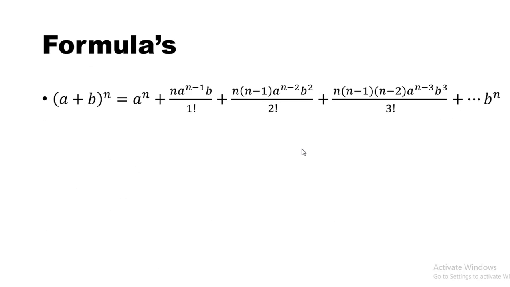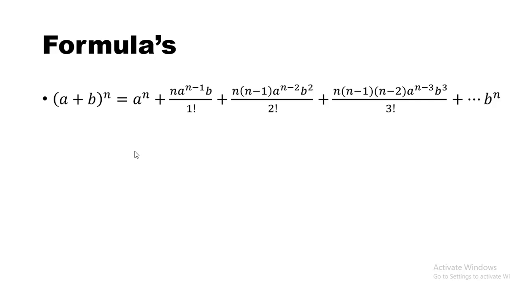Okay, formulas. So this is basically the general expansion of binomial theorem. a plus b power n is equal to a power n plus n into a power n minus 1 b upon 1 factorial. Now if you see this, we have started with the highest power of a, that is n, and we have reached till b power n. That means with each step we are reducing the power of a and increasing the power of b.